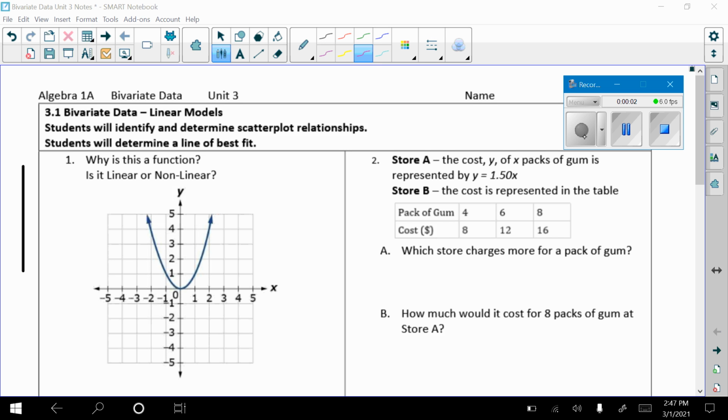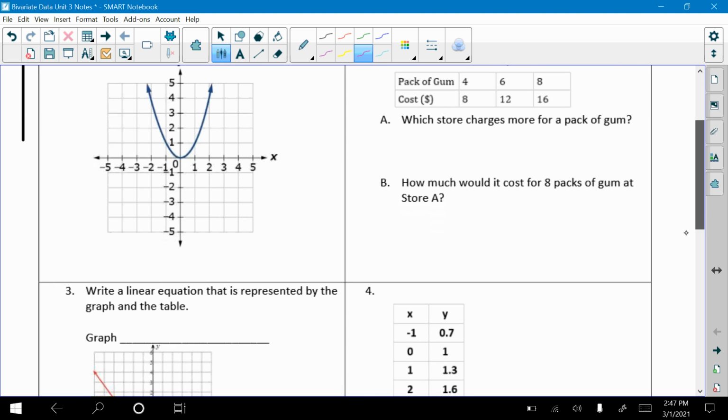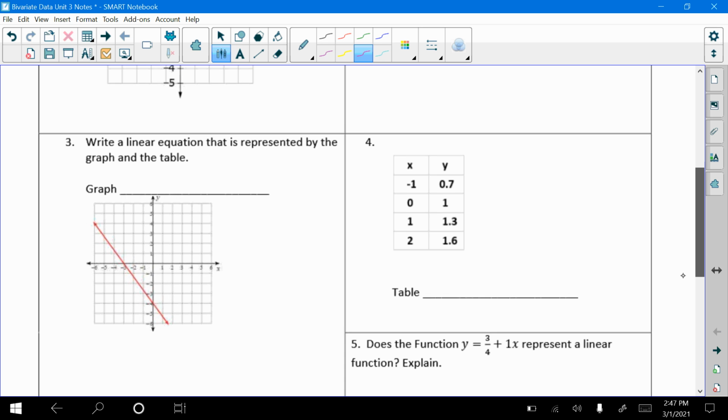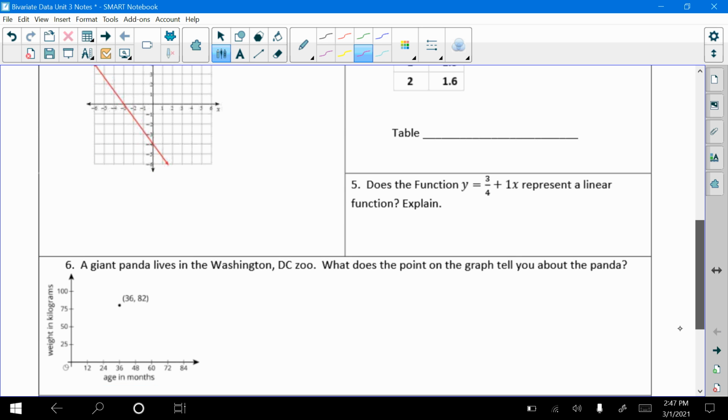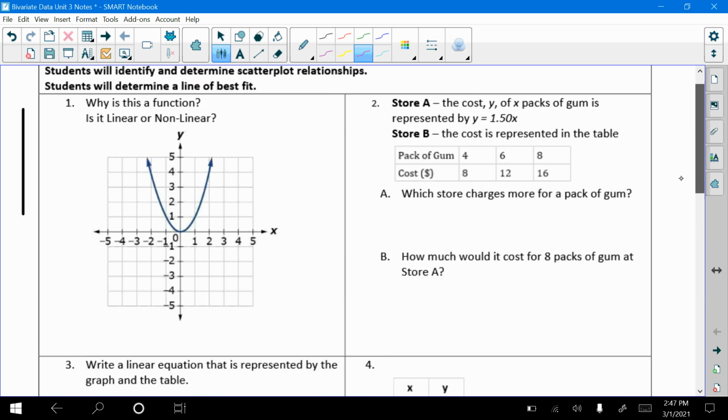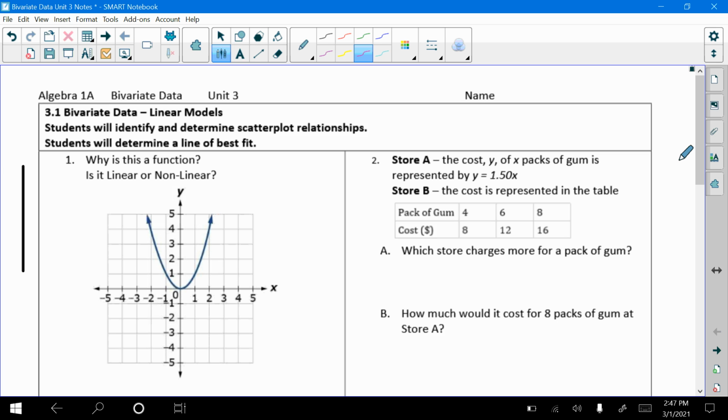As we start into bivariate data, we're going to look at a little bit of a review first. Our review here is going to talk a little bit about linear, nonlinear, which is it a function? We have some costs and figure out which is a better buy, or basically which is a cheaper per pack. And then we have some writing equations. And then what is the meaning of this? So here we go. Try this on your own and then check with me in class.